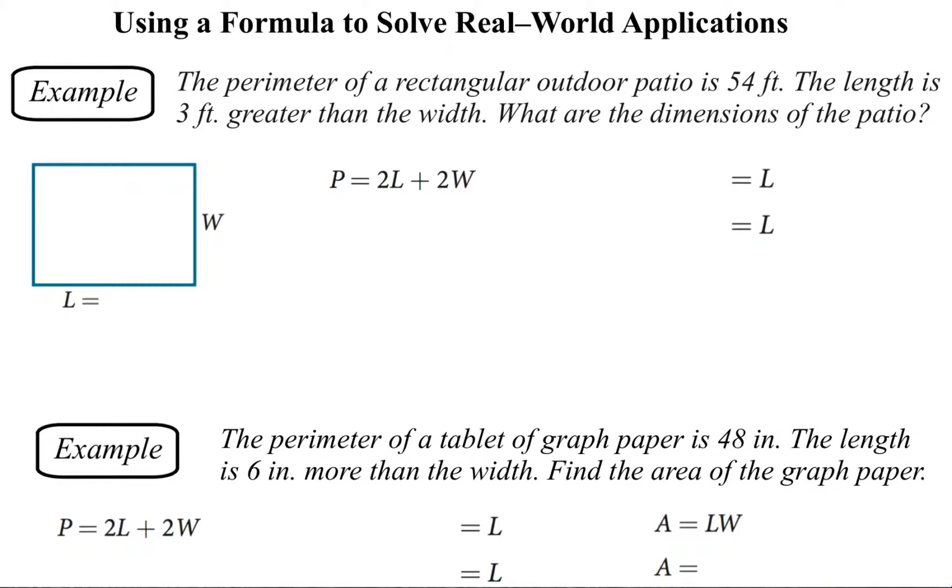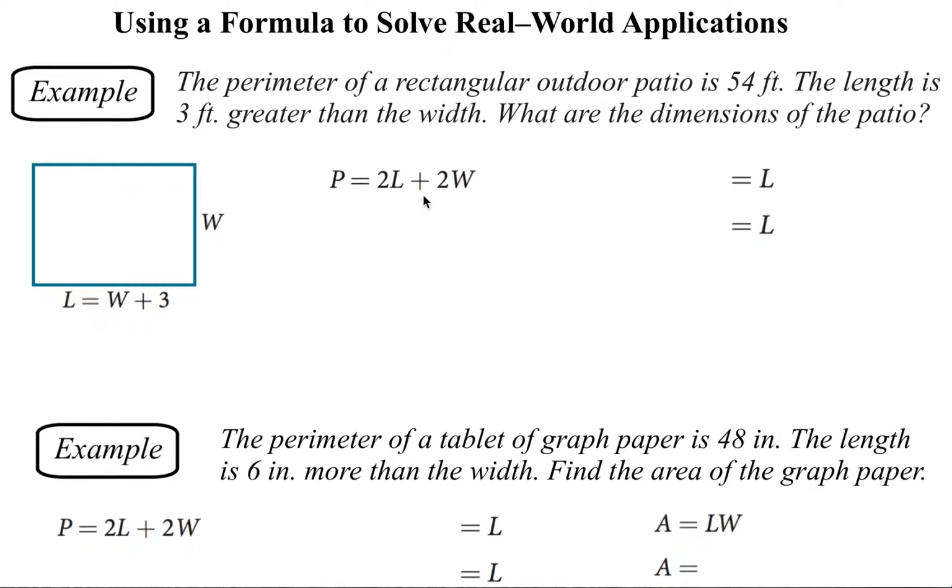Suppose we have the perimeter of a rectangle being 54 feet, and we know the length is 3 feet greater than the width. What are the dimensions of the patio? So in our patio, it's a rectangle, so I went ahead and drew a picture for you here. We have the width being W, and it tells us the length is, that means L equals, 3 feet greater than. So it's 3 plus the width. So there's the dimension of your length.